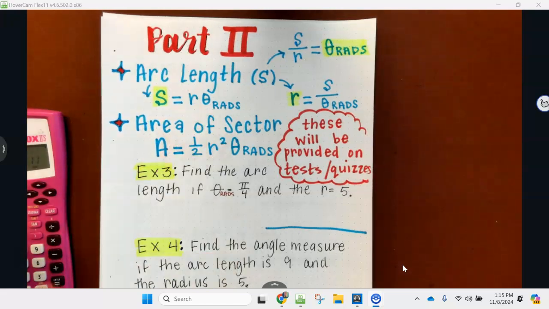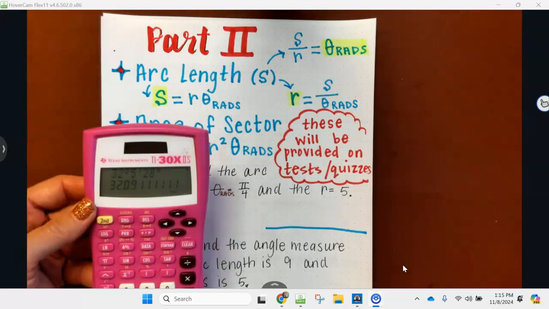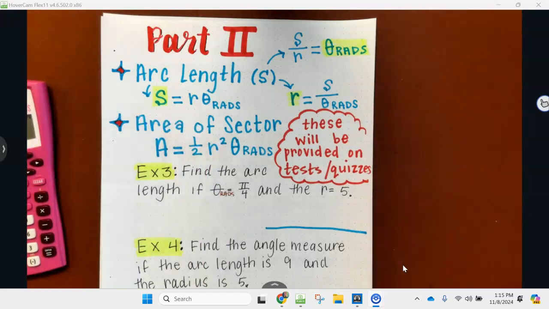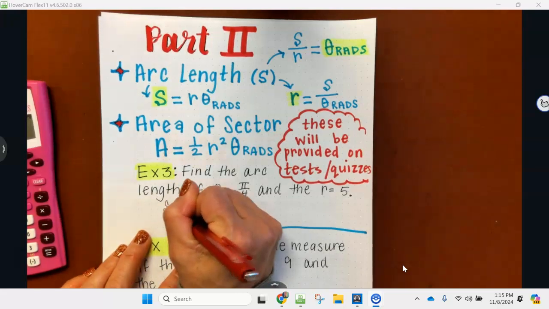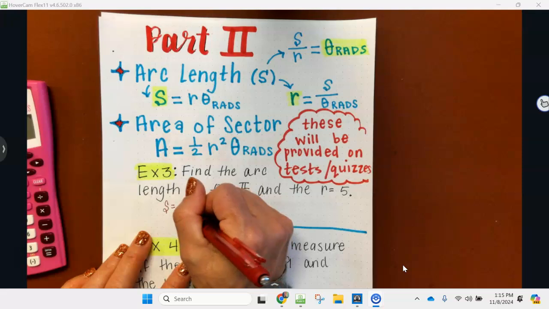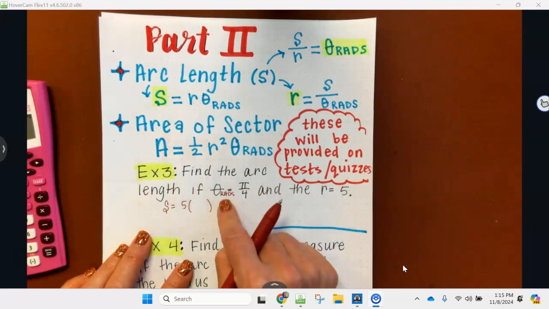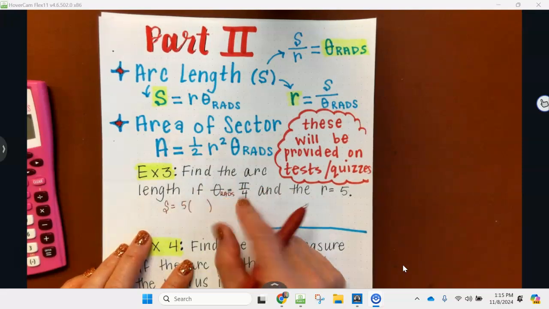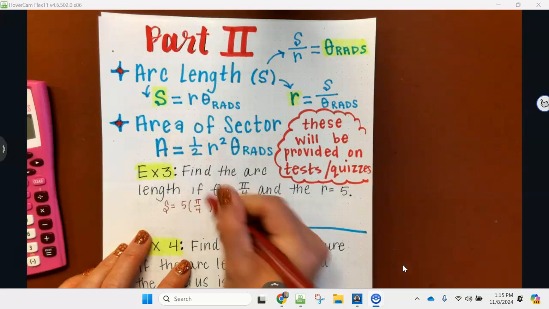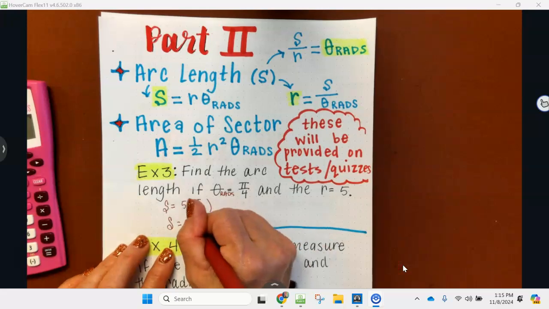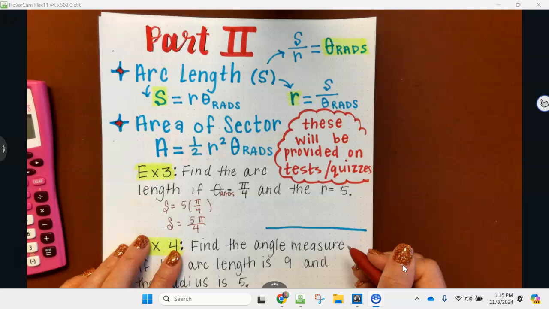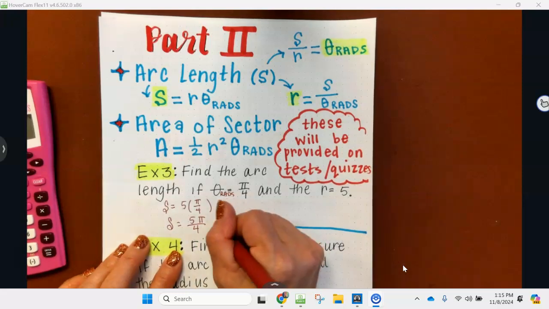And then we're going to enter it in with the pi symbol just to get a rounded answer. So here we go. The arc length is going to equal the radius, which is 5, times the measure of the central angle in radians, which is pi over 4. And we're just going to multiply straight across. So the length of this sector is 5 pi over 4, and this is exact form.